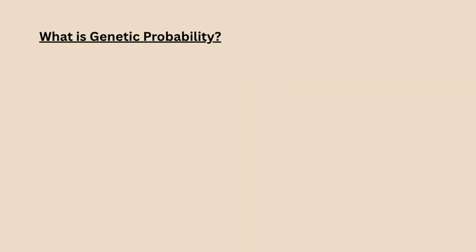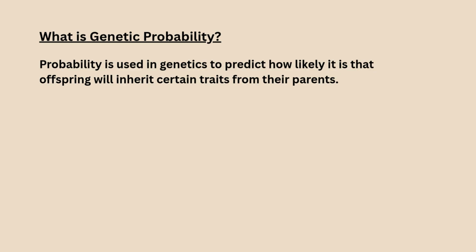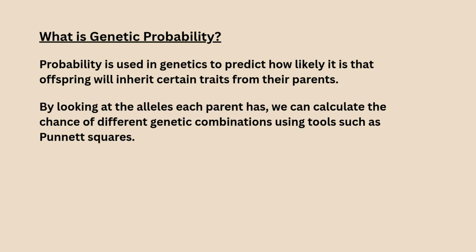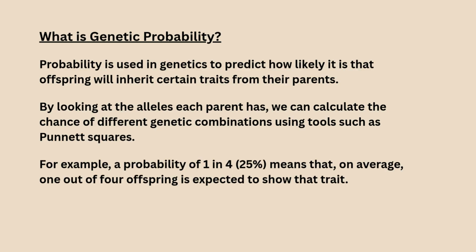What is genetic probability? Probability is used in genetics to predict how likely it is that offspring will inherit certain traits from their parents. By looking at the alleles each parent has, we can calculate the chance of different genetic combinations using tools such as Punnett squares. So for example, a probability of 1 in 4 or 25% means that, on average, 1 out of 4 offspring is expected to show that trait.